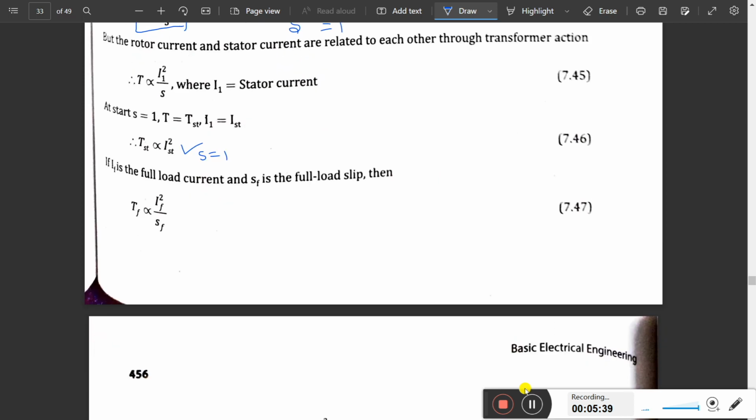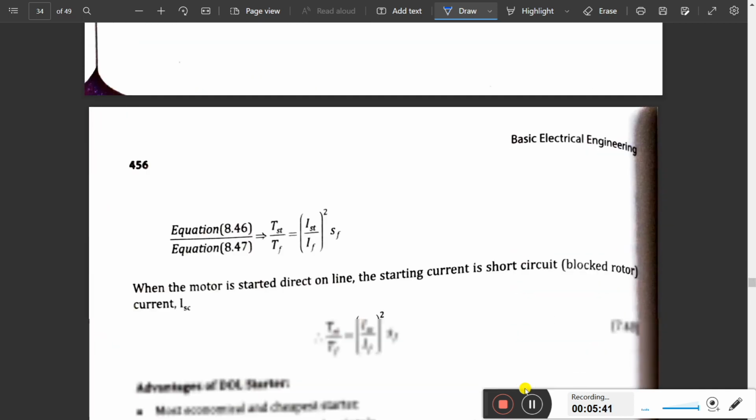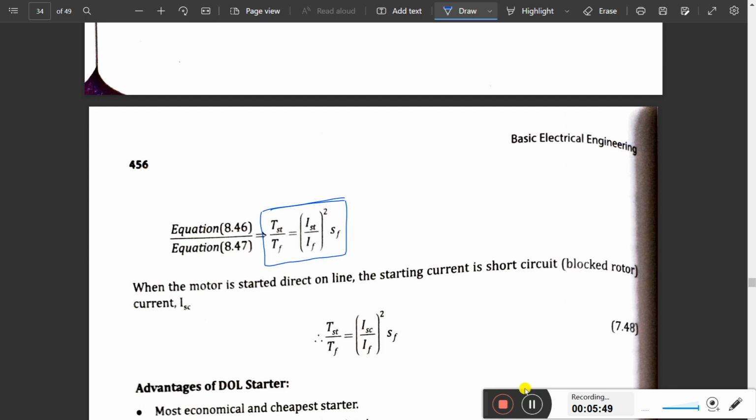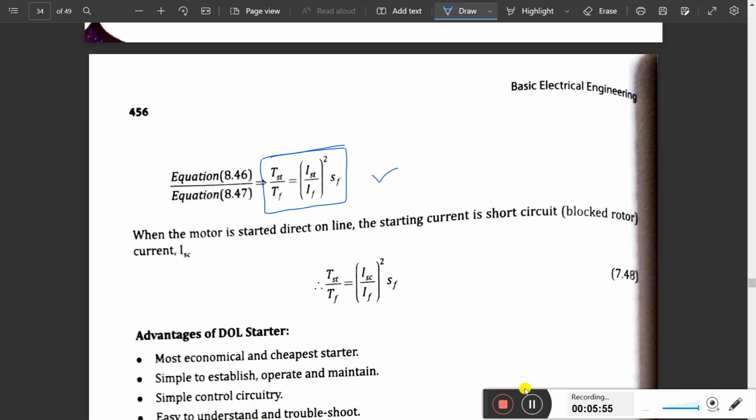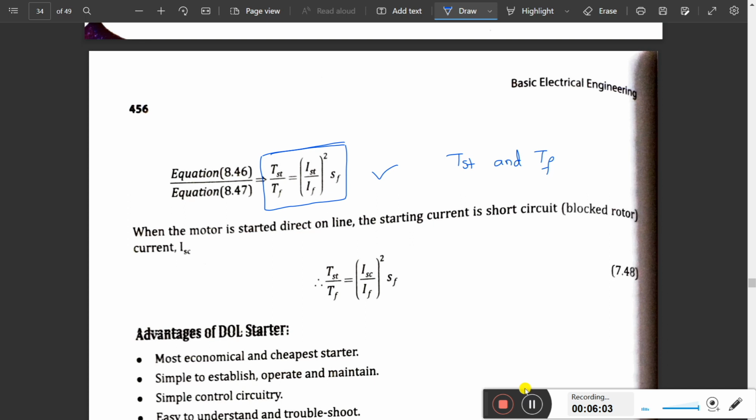Now divide the two equations, and finally you will get the relation between starting torque and full load torque: it is equal to (I starting by I full load) whole square into SF. It is a very helpful formula, and from this we can determine the starting torque and full load torque. It is the relation for only the direct online starter.